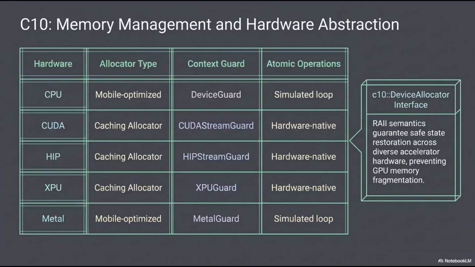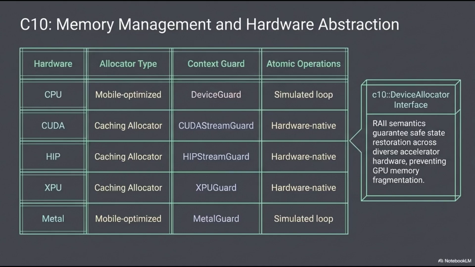C10 effectively manages memory and abstracts hardware, employing distinct strategies tailored for various computing architectures. As illustrated in the table, we implement specific allocator types, context guards, and atomic operations based on the underlying hardware.